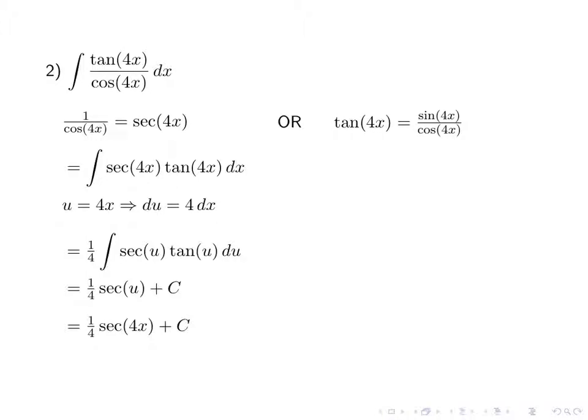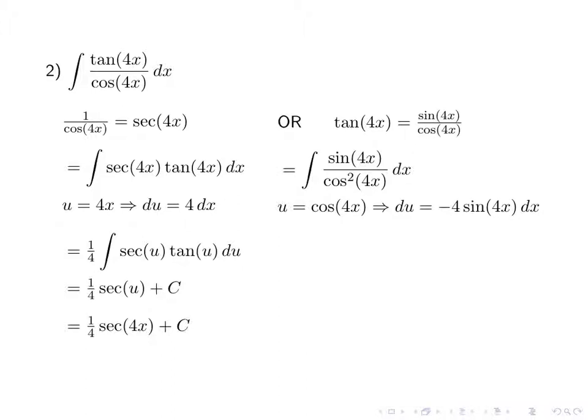Another way to do it is to remember what tangent is. Tangent of 4x is equal to sine of 4x divided by cosine of 4x. If we replace that for tangent, we get the integral of sine of 4x divided by cosine squared of 4x dx. Again, we have a function being raised to a power, so we let u equal cosine 4x. That whole thing squared is a function, so we let u be the inside function, the cosine 4x. We differentiate it, and we get du equals negative 4 sine 4x dx. Again, we divide by that negative 4 on both sides when we substitute it in.